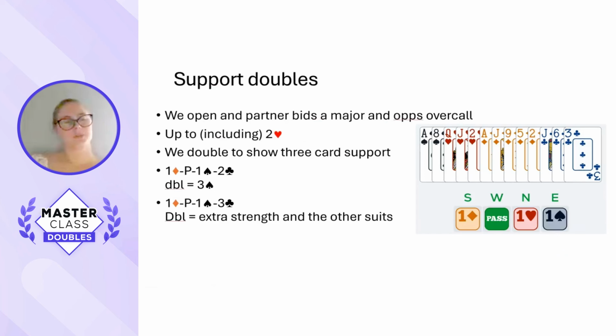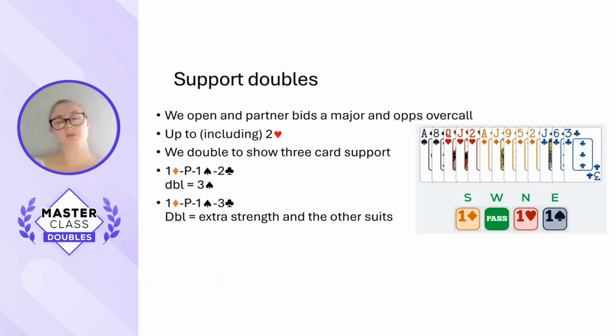And then we have support doubles, which is when we open and partner bids a major and opponents overcall. And we use this up to and including 2 hearts. So we double to show a 3-card support. So we don't have a full support, but we have a semi-support. An example can be, I open a diamond, they pass, my partner bids a spade, and they bid 2 clubs. Now I can double to show 3 spades, exactly 3 spades. Nothing more, nothing less. And it doesn't say anything about strength.